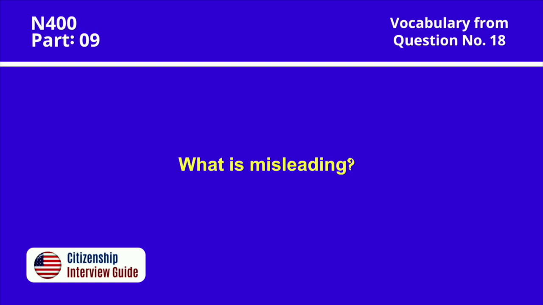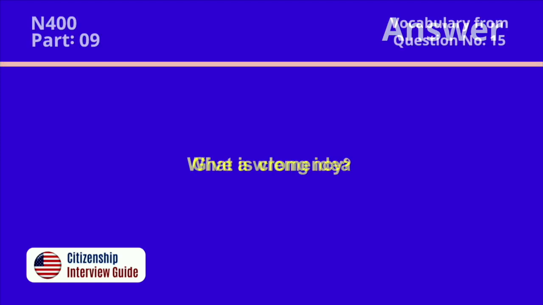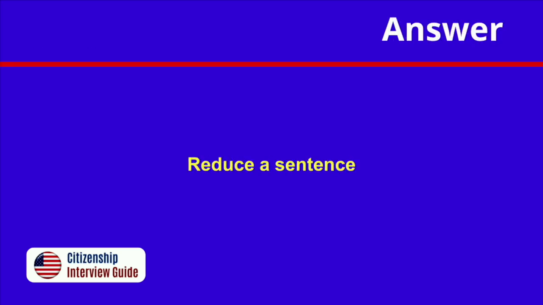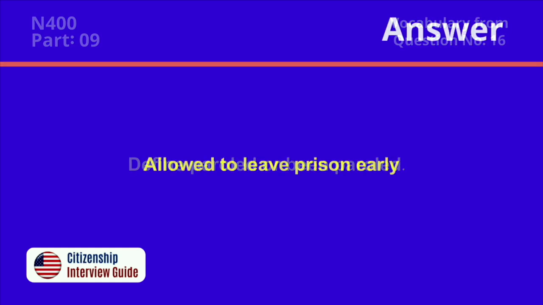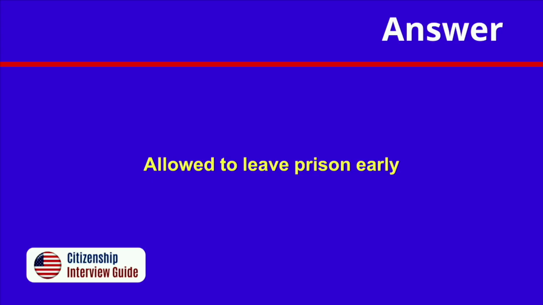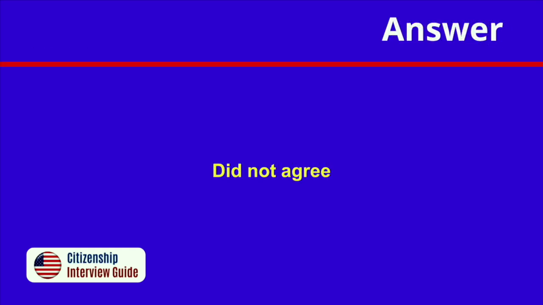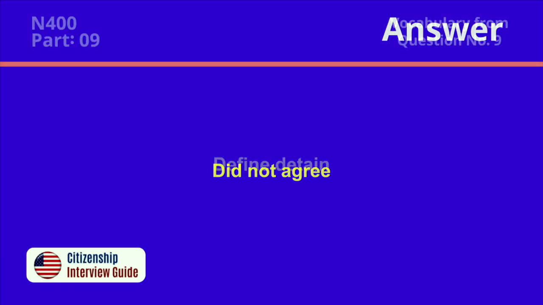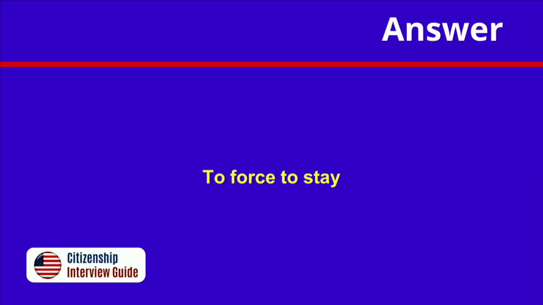What is misleading? Give a wrong idea. What is clemency? Reduce a sentence. Define paroled or been paroled. Allowed to leave prison early. What is the meaning of did not consent? Did not agree. Define detain. To force to stay.